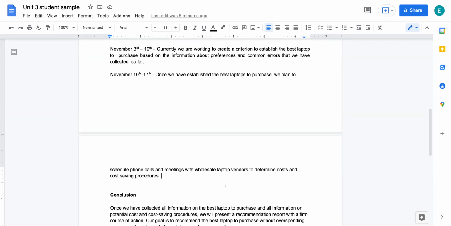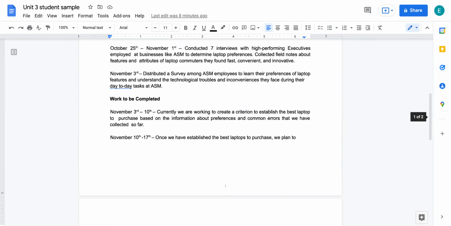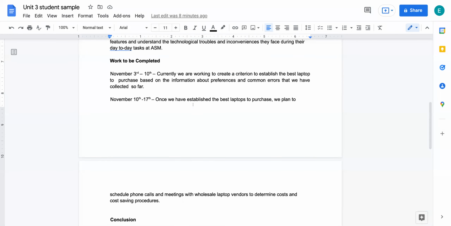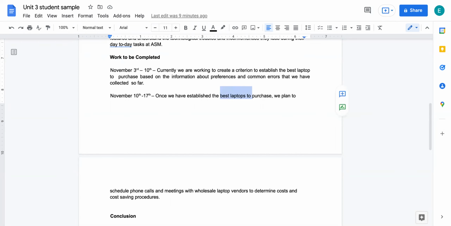But the purpose of creating this criterion and doing the interviews and the surveys is to gather all of that information. So when you go to research which laptop to purchase or recommend to purchase more specifically, you have support, you have an understanding of what you're looking for.